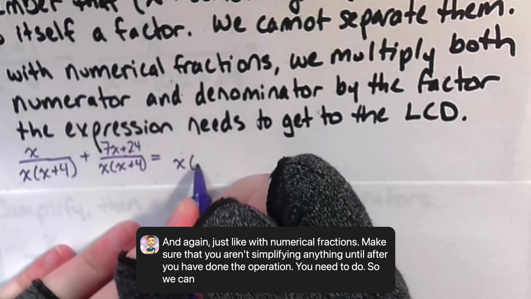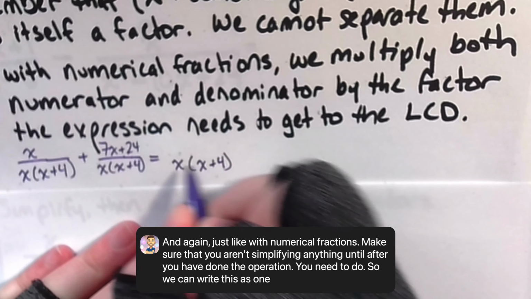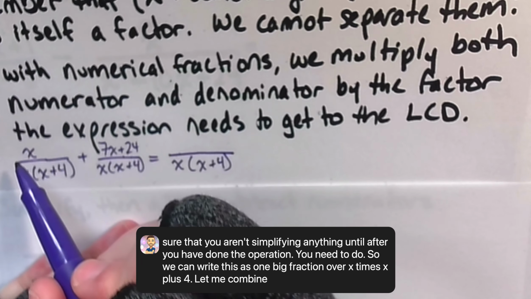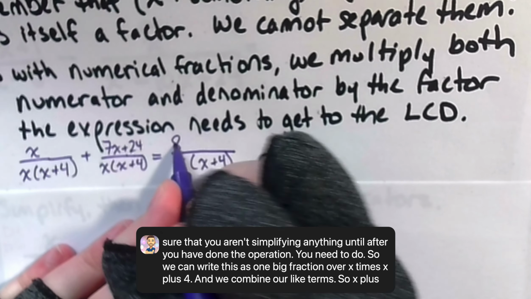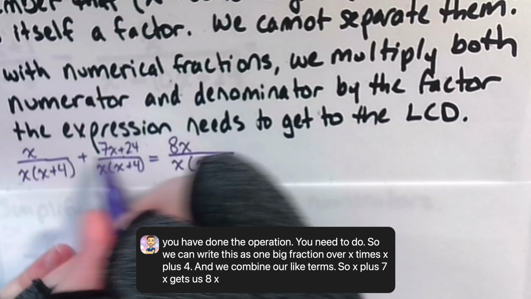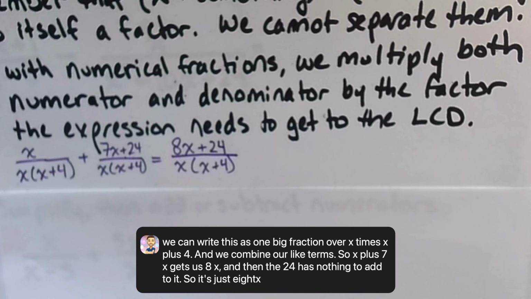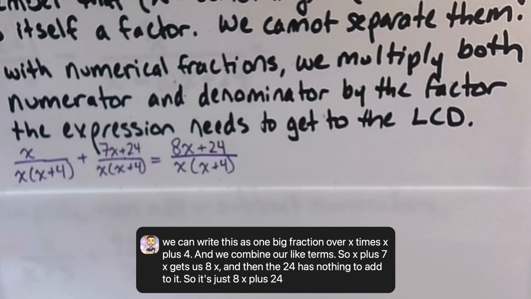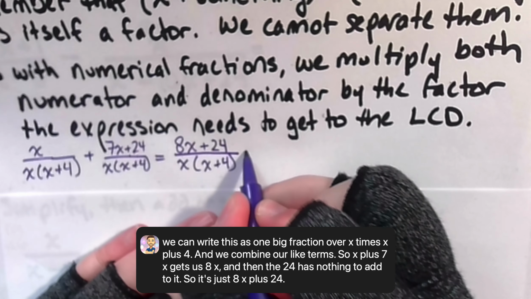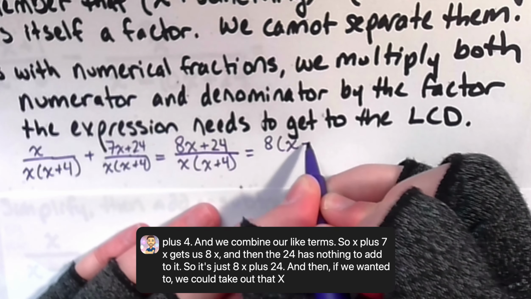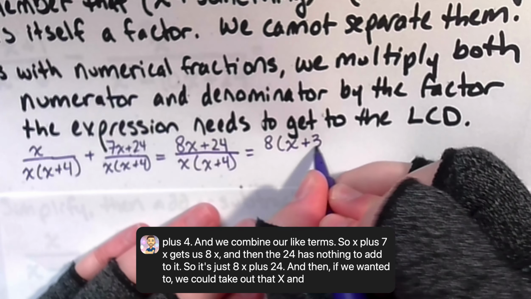So we can write this as one big fraction over x times (x plus 4), and we combine our like terms. So x plus 7x gets us 8x, and then the 24 has nothing to add to it, so it's just 8x plus 24. And then if we wanted to, we could take out that 8 and get, I believe, x plus 3.